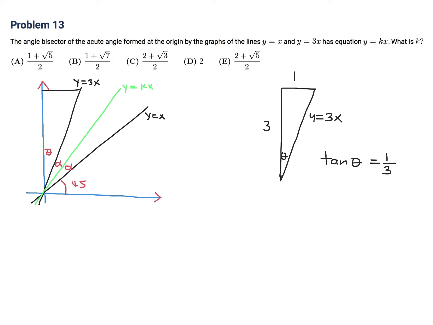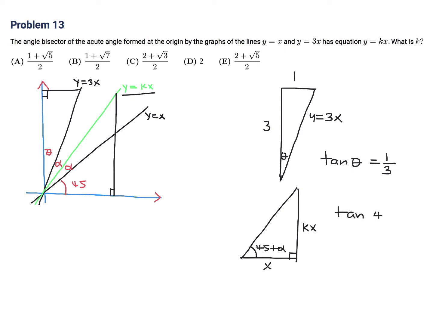Now let's do the same thing, but this time let's use that triangle right there, where this is a right angle. That was a right angle too, by the way. And similarly, let's draw that triangle over here. Actually, it'll be something like this, right? And then we know that this ratio is x to kx because it's formed by the line y equals kx. And this angle in here is 45 plus alpha. So tan of 45 plus alpha will be equal to kx over x, which is just k.